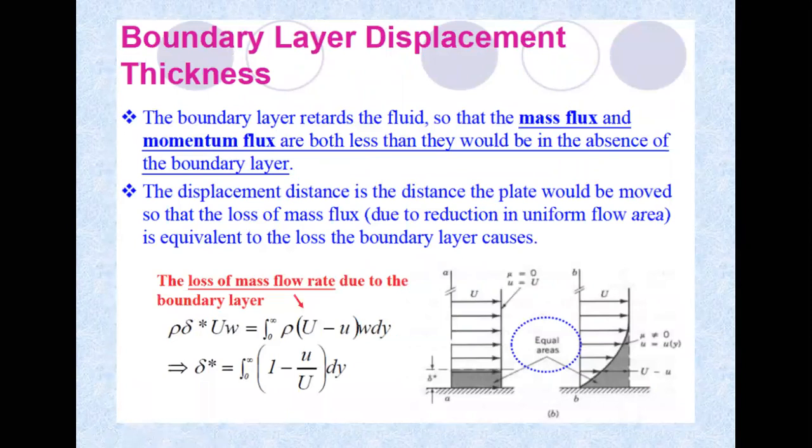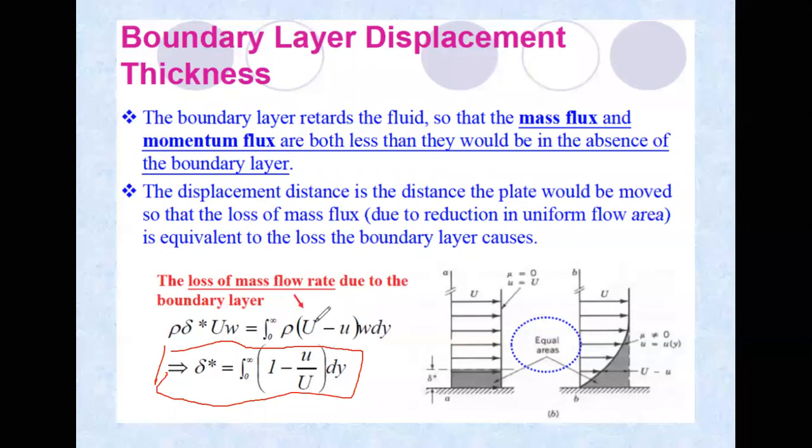For the displacement thickness, it is the distance the plate would be moved so that the loss of mass flux due to the reduction in uniform flow area is equivalent to the loss caused by the boundary layer. So mathematically, it's defined as this. Delta star is equal to the integral from 0 to infinity of 1 minus the velocity u at that y divided by the free stream velocity U, dy. That's the definition of boundary layer displacement thickness.